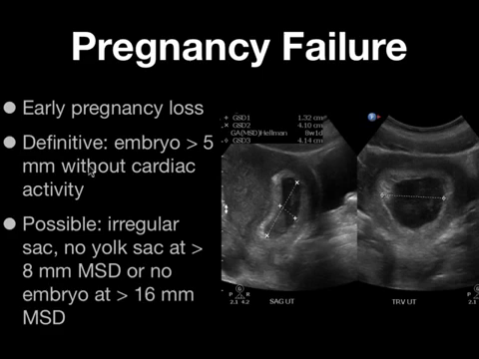To diagnose a definitive pregnancy failure, you're going to need to see an embryo greater than 5 millimeters without cardiac activity. To have a possible pregnancy failure, you need to have an irregular sac that does not have a yolk sac by 8 millimeters mean sac diameter, or no embryo at greater than 16 millimeters mean sac diameter.